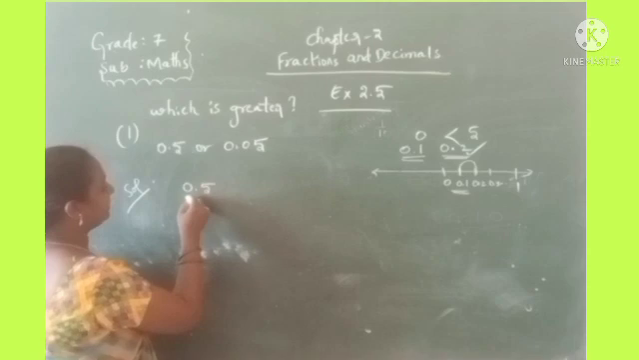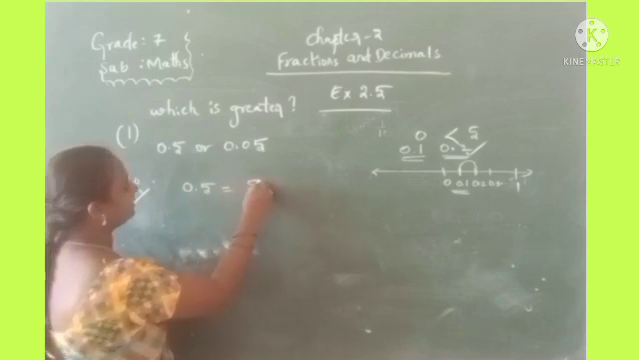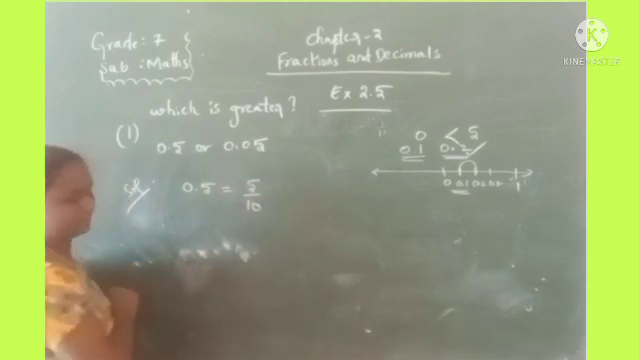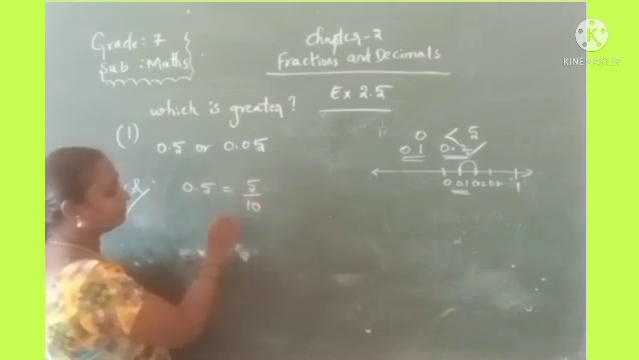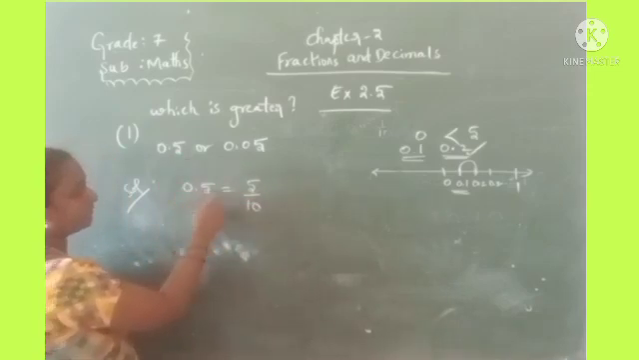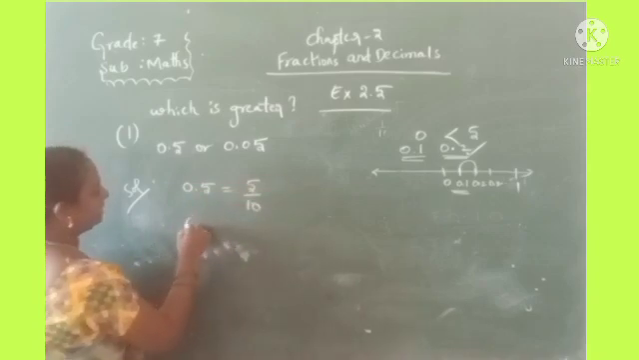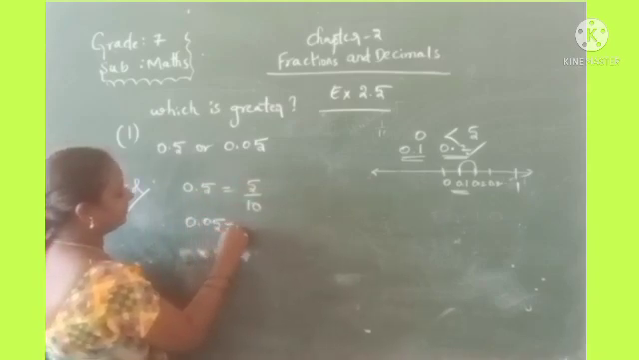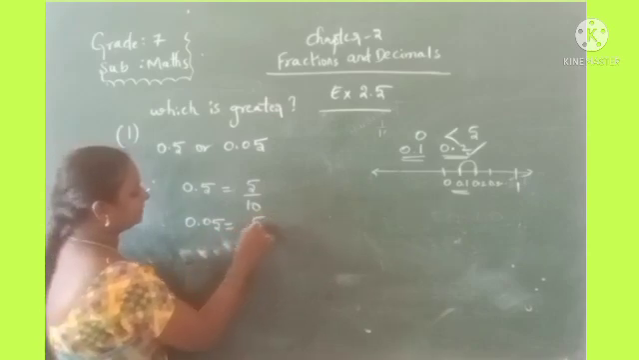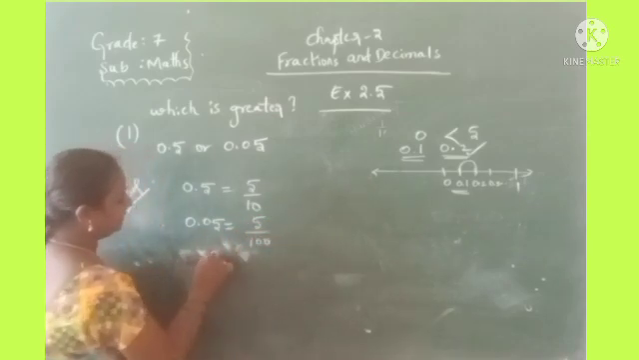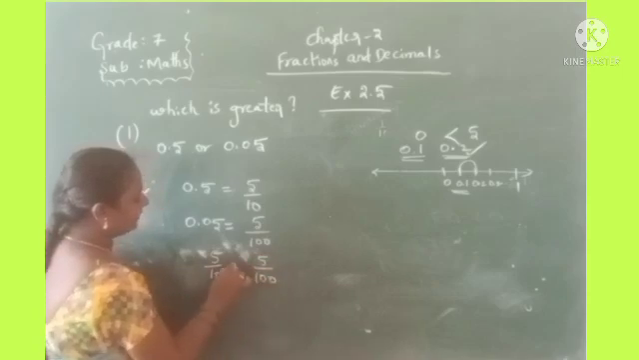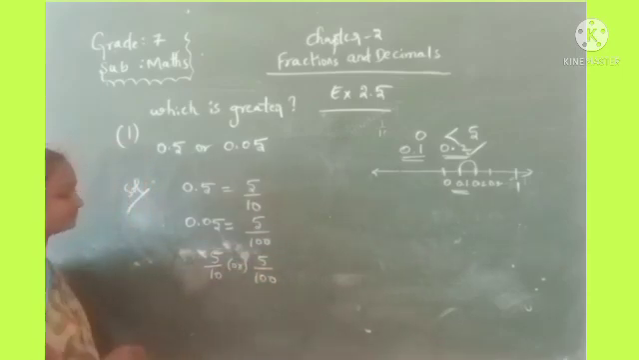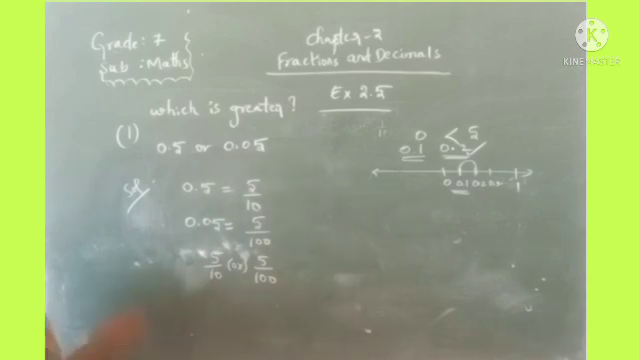0.5 we can write here as 5 by 10. Yes or no? The place value of 5 is tenth, that means 1 by 10, so 5 is 5 by 10. Right. 0.05: the place value of 5 is hundredth, that means 5 by 100. Now 5 by 10, 5 by 100.